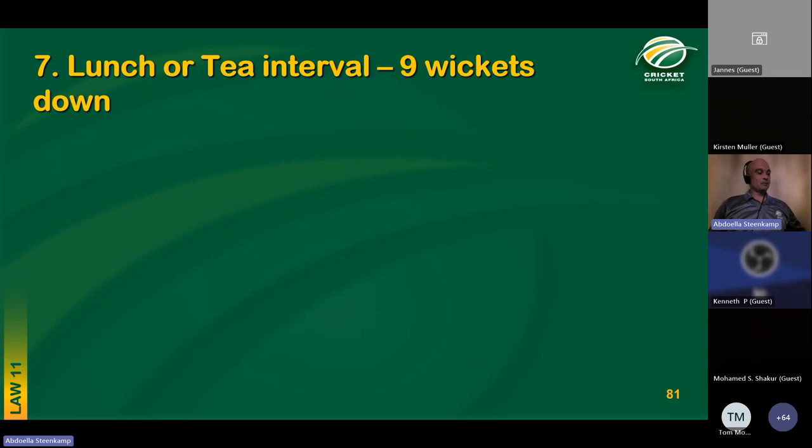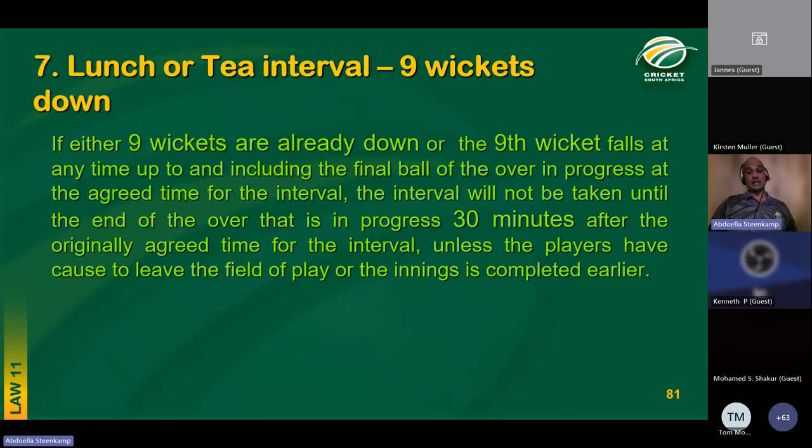Another instance of flexibility of the law is when it comes to your lunch or your tea interval, when a side is 9 wickets down. And again, the principle here is to maximize play. So when a side is 9 wickets down, the law tells us that if a side is already 9 wickets down, or the 9th wicket falls up until the final ball before tea, you will not take the lunch or the tea interval immediately. You will delay the lunch or the tea interval up to a maximum of 30 minutes.